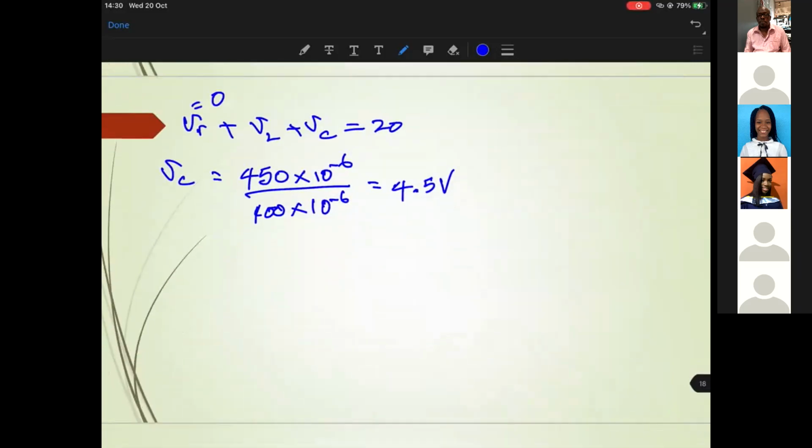And of course, VL. That would be L di/dt. So L di/dt would be equal to? 20 volts minus 4.5 volts, which would be equal to 15.5 volts. All right, so di/dt would be equal to 15.5 divided by L, which would be equal to 15.5 divided by 5, which would be equal to 3.1.